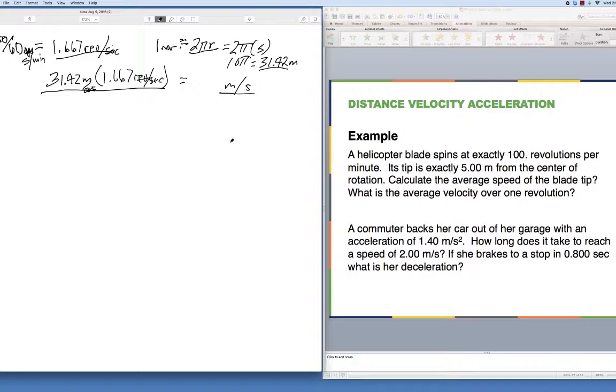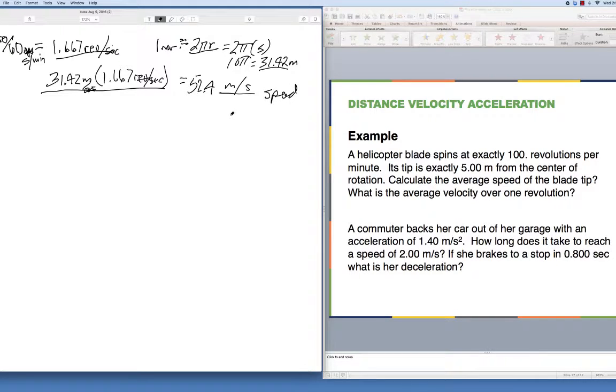And I don't have my calculator handy here, so hold on. So that's 52 point, and we got 3 significant figures, so that's going to be 52.4 meters per second. So that's the speed.